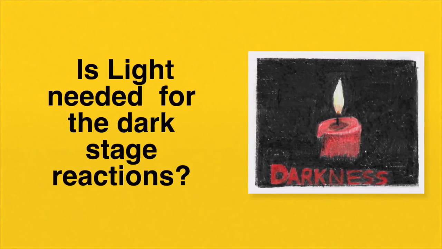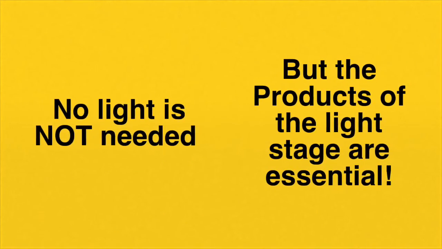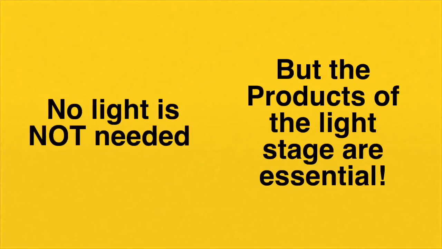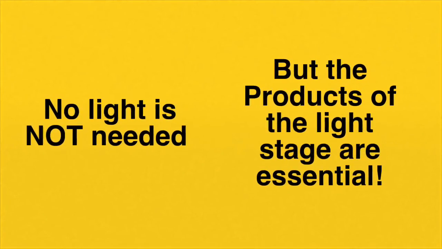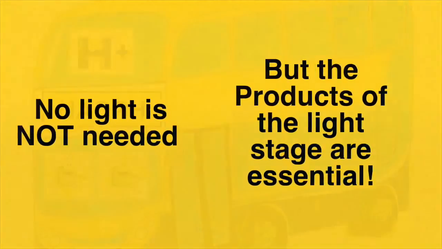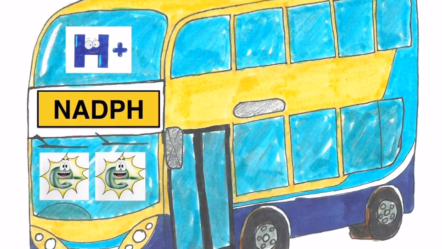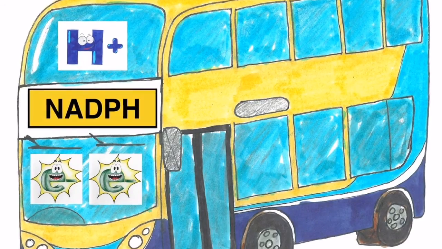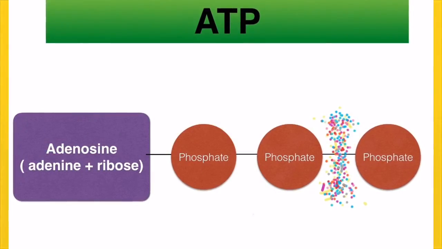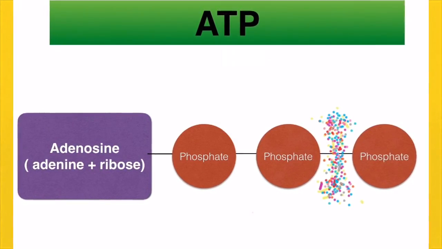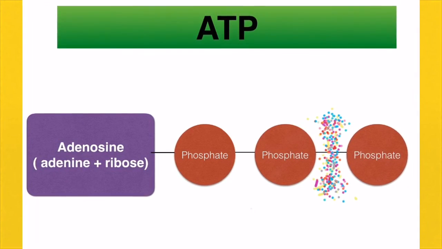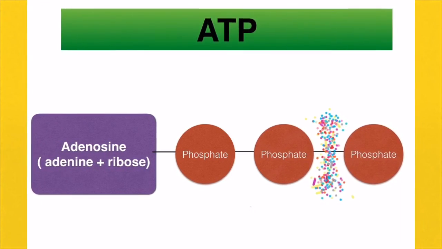Is light needed for the dark stage reactions? No, light is not needed, but the products of the light stage, those things that were made in the light stage, are essential, and without them there are no dark stage reactions. You need NADPH because it's transferring the electrons and the protons that are going to combine with carbon dioxide. You need ATP, it's the immediate source of energy. It's going to fuel that combining of the electrons and the protons and the carbon dioxide to form glucose.